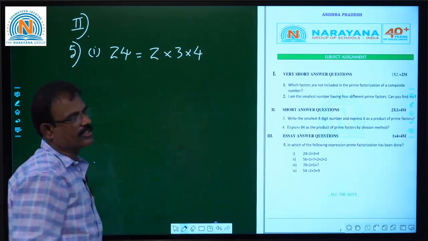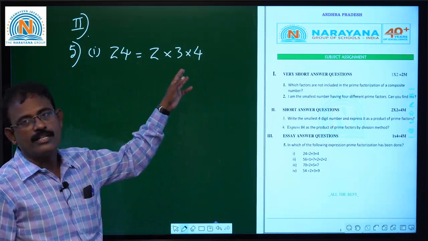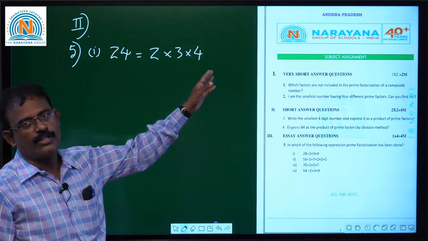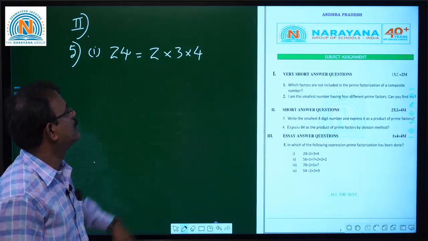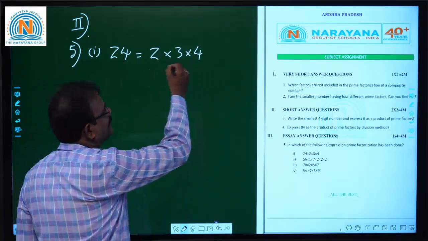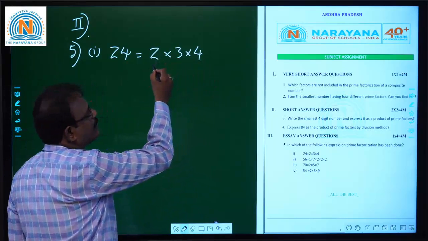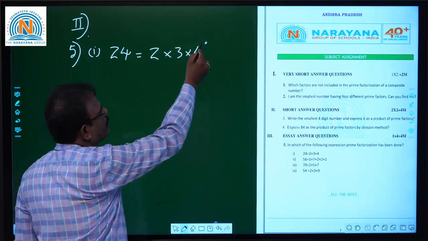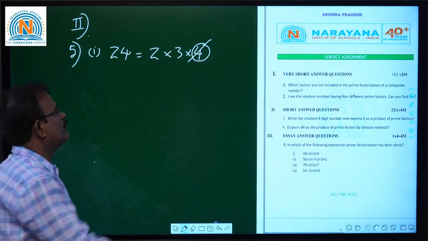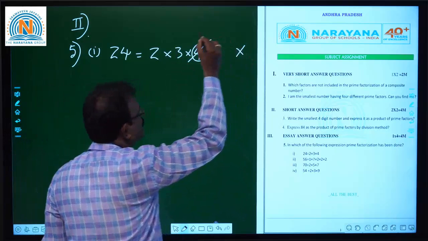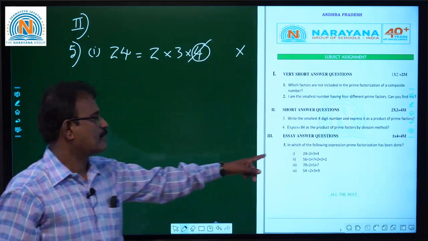Once calculate its product, children. 2 3s are 6, 6 4s are 24. So though we get the product equal to the given number, but if you observe the factors in this product, 2 is a prime factor, 3 is a prime factor, but 4 is a composite, it is not a prime. Therefore, it is not the correct process of prime factorization for the first question.